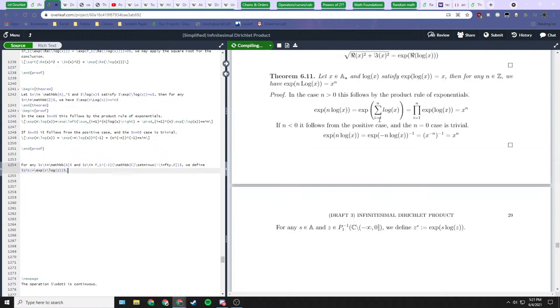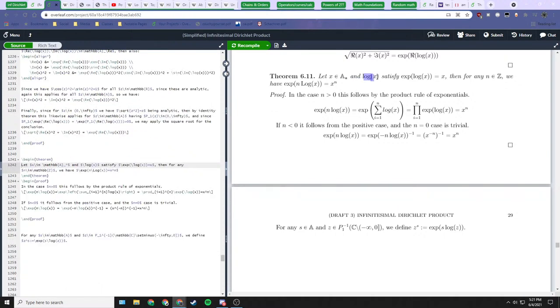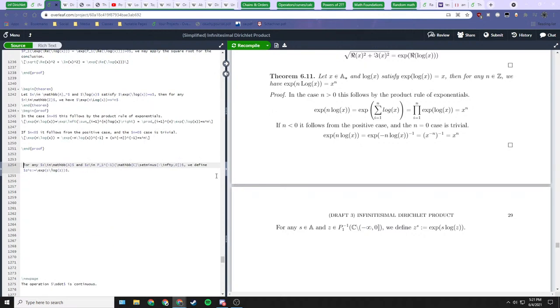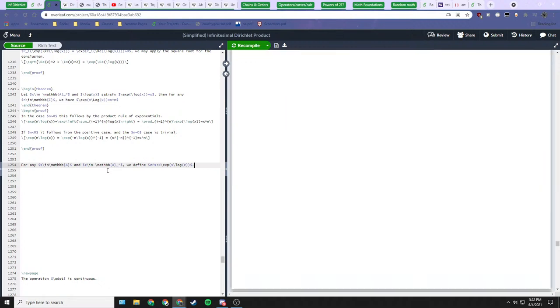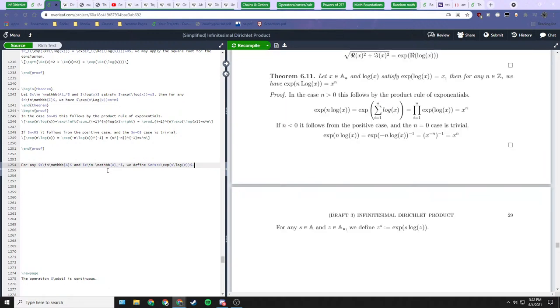Okay, that's better. I've made this a little more general. We've left the log function as ambiguous. Actually, technically, we're not even using this lowercase log as a function. We're just saying some log of x satisfies this thing. Then we end up with this. So this is to make exponents not ambiguous. So for any s in A and z in A star, we define z to the s as being exp of s log z.